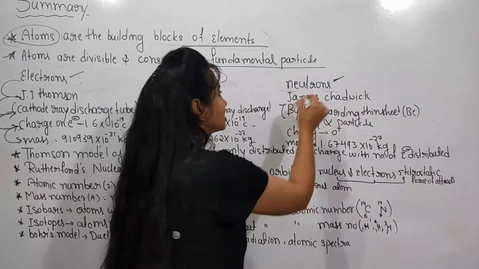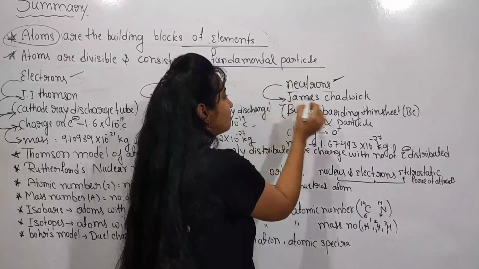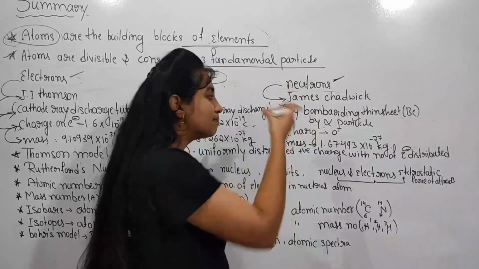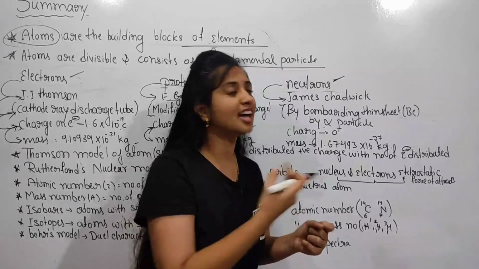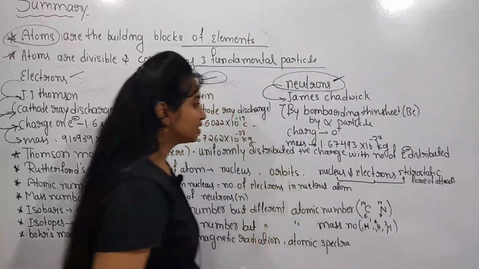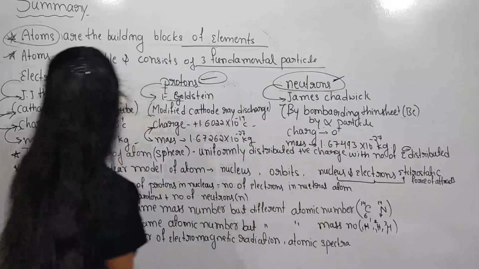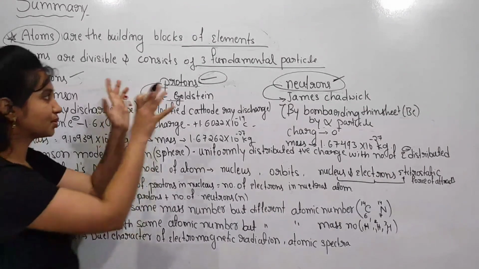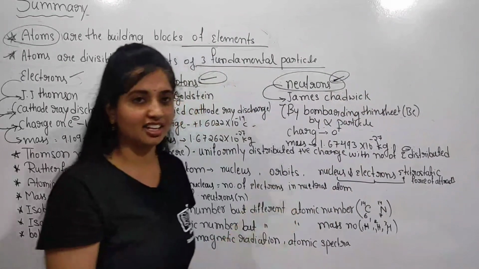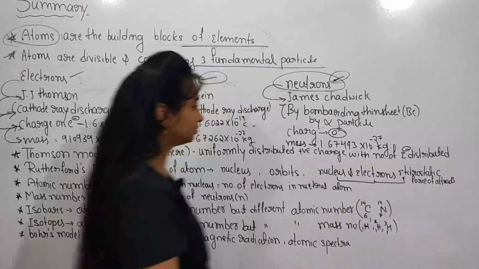The next fundamental particles are neutrons. The neutron was discovered by James Chadwick with the help of an experiment bombarding a thin sheet of beryllium with alpha particles. Then we came to know the existence of the neutrons, and these neutrons carry zero charge. Remember, electrons carry negative charge, protons carry positive charge. Neutrons don't have any charge, neither positive nor negative, so they carry zero.